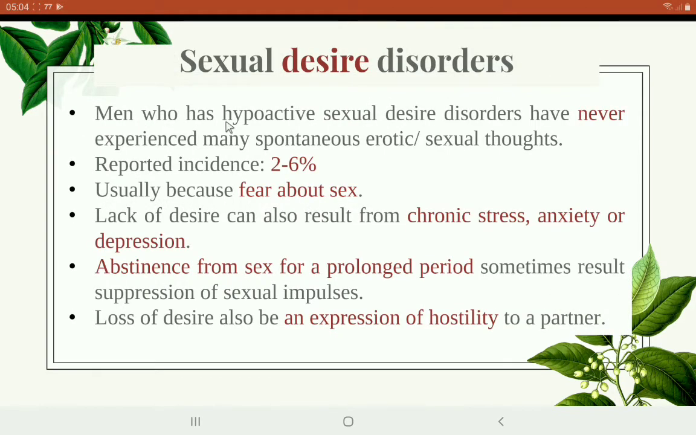Men who have hypoactive sexual desire disorder have never experienced many spontaneous erotic or sexual thoughts. Reported incidence is 2 to 6%, usually because of fear about sex. Lack of desire can also result from chronic stress, anxiety, or depression. Abstinence from sex for a prolonged period sometimes results in suppression of sexual impulses. Loss of desire can also be an expression of hostility to a partner.